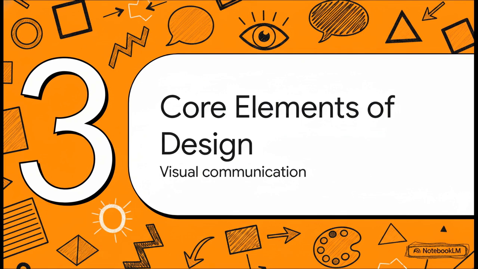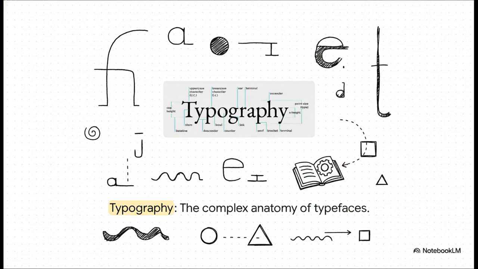Okay, Section 3, Core Elements of Design. Let's talk about the actual ingredients of visual communication. First up, typography, which is the art of arranging and styling typefaces. And trust me, it's so much more than just randomly picking a font from a drop-down menu.